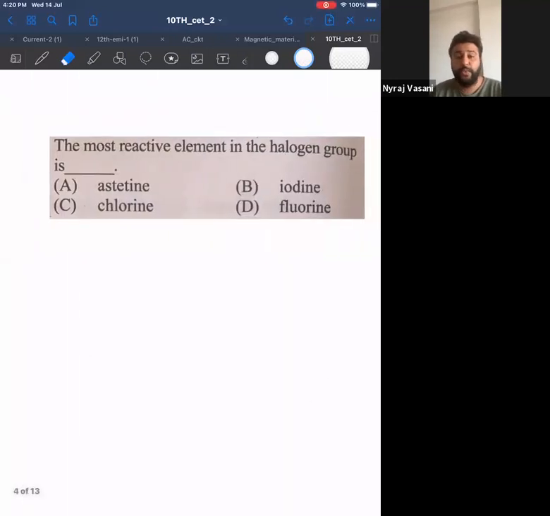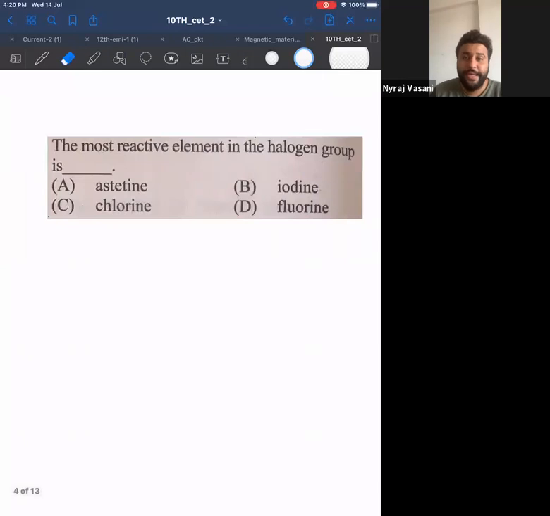And this question is very easy, but still many people answer it wrong. I'll tell you why. But before that, give it a shot. Think about it and give it a shot. The most reactive element in the halogen group. Okay. I want all of you to give me the right answer. Very good answer, Sarthi.